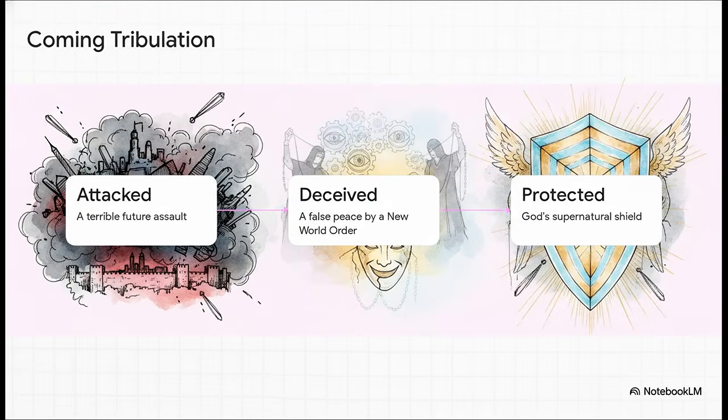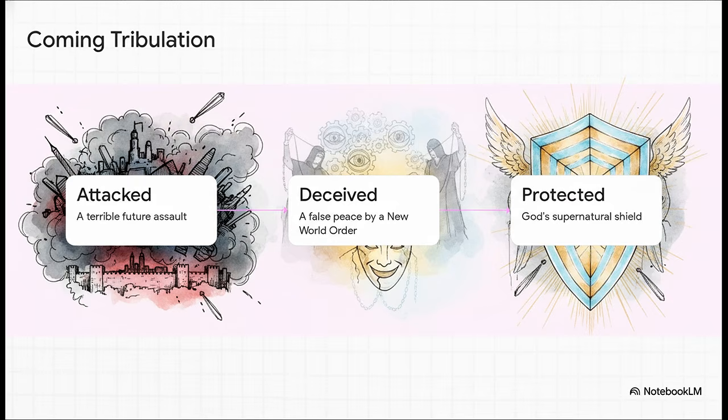We must zoom in on the darker, far more sobering verbs that the watchmen warn are still to come before the final deliverance. As a study group, we can't flinch from what the source texts impartially report. Let's look at how this builds. Pawson outlines a coming tribulation based on Scripture. Step 1. Attacked. The texts warn of a terrible future assault.